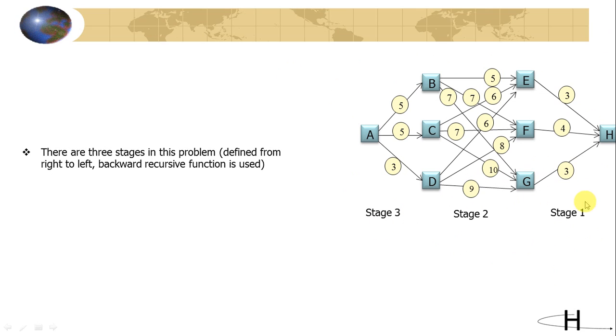Stage 1 represents the optimization of time when the salesman goes from E to H, or F to H, or G to H. Stage 2 represents optimization when the salesman has to go from B to E, F or G, or C to E, F or G, or D to these 3 cities. And stage 3 represents the optimization when the sales manager has to go from A to either B, C or D.